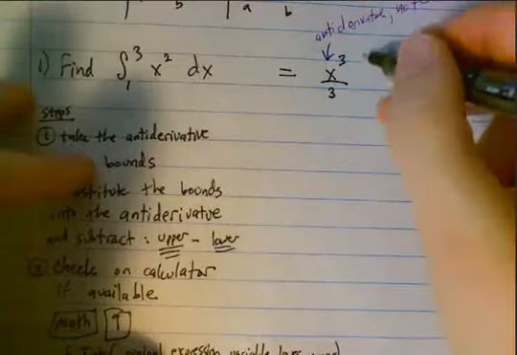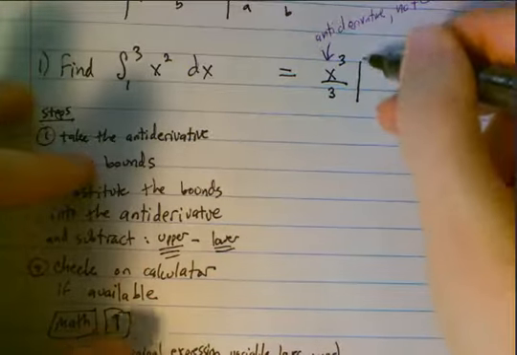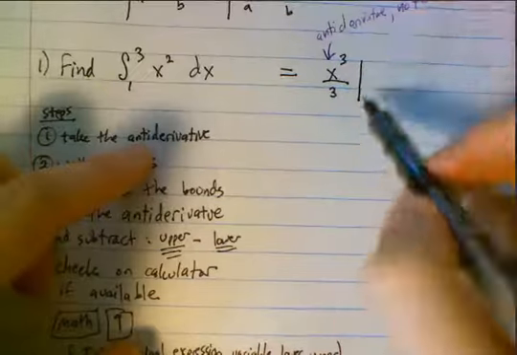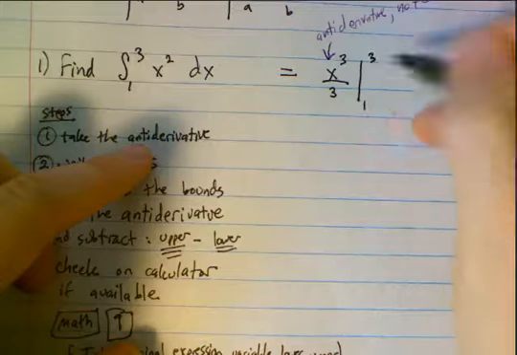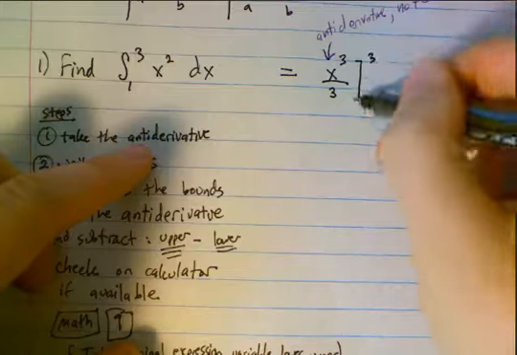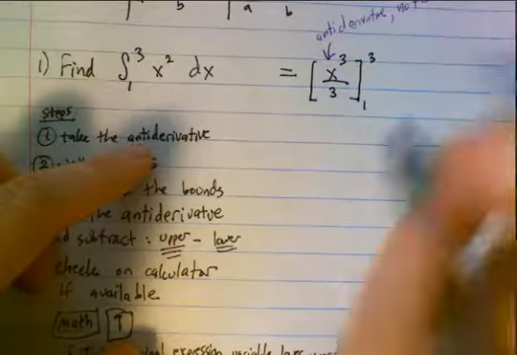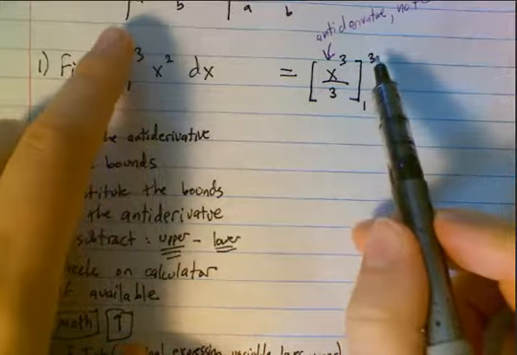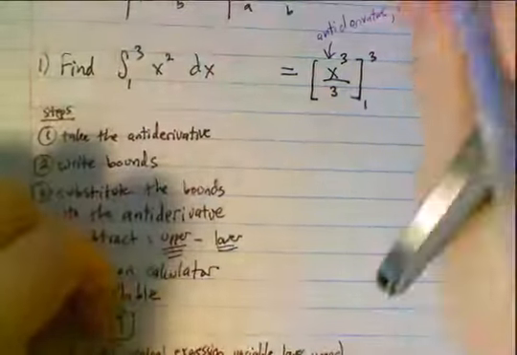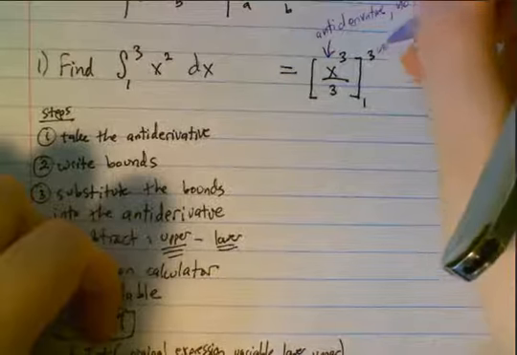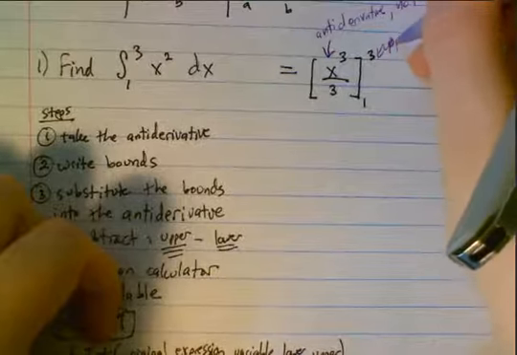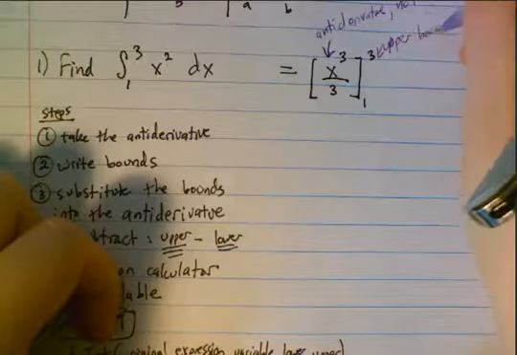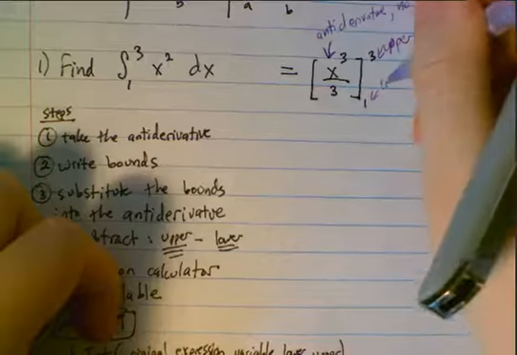And then what we're going to do is write our bounds. There are two notations. One is that you'll just see this line with a 1, 3. You'll also sometimes see this as a little bracket like that with a 1 for the lower bound, 3 for the upper bound. In either case, this is going to be the upper bound. This is going to be the lower bound.